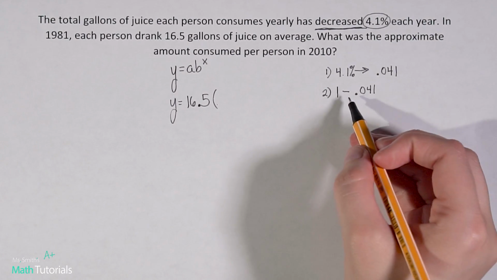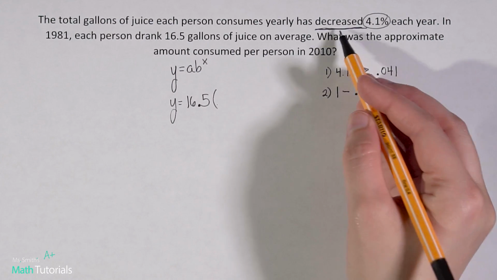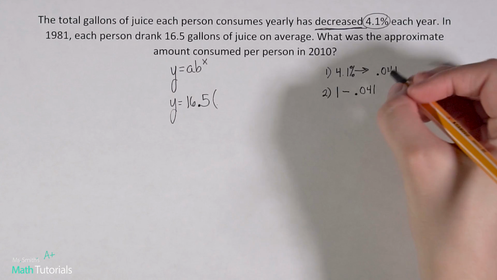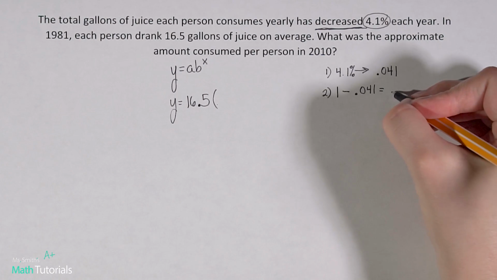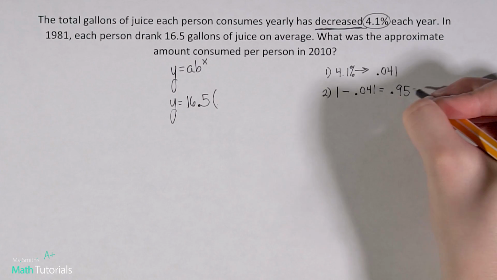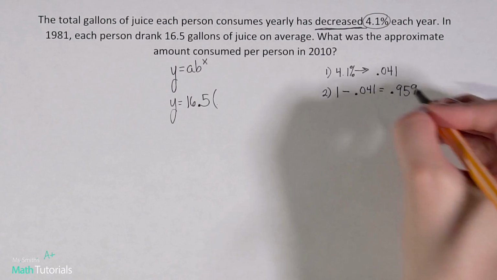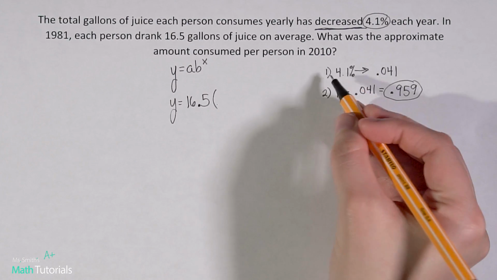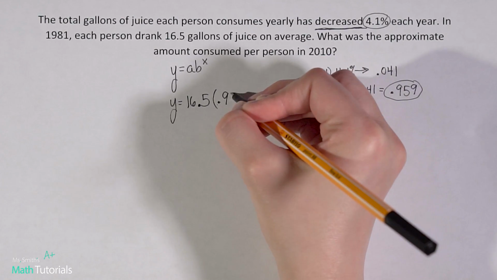Okay, remember in the last example, we said if we're increasing, it's a plus. We're decreasing, it's a minus. Okay, so I'm going to do that on my calculator. 1 minus 0.041 would be 0.959. Okay, there is my B value. I went through both steps, so I know I have it.